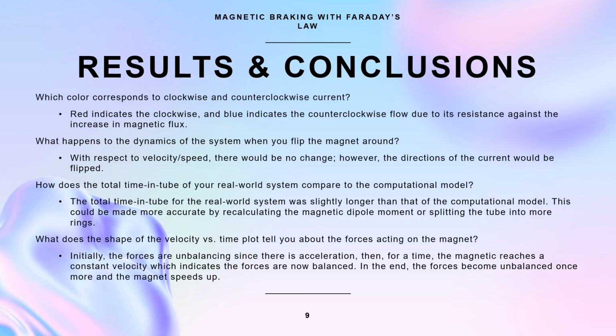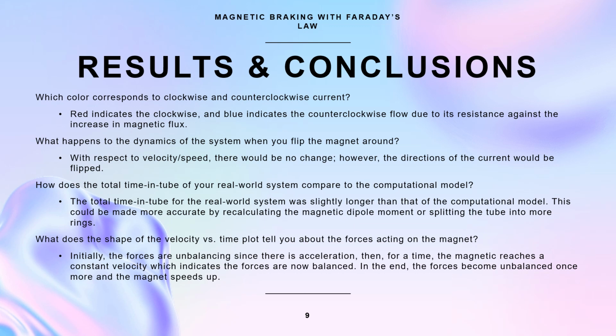Which color corresponds to the clockwise and counterclockwise current? Red indicates clockwise and blue indicates counterclockwise. We know this by its resistance against the increase of magnetic flux. What happens when you flip the magnet with respect to velocity and speed? There would be no change, however the directions of the current would be flipped.